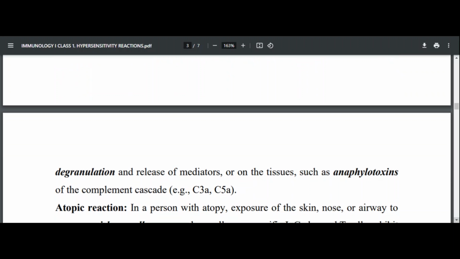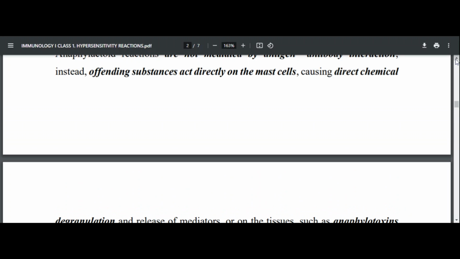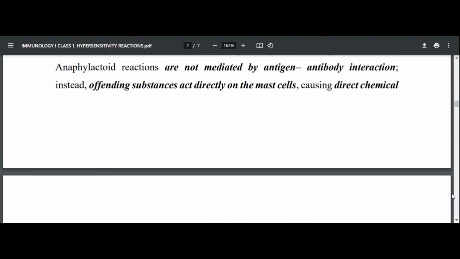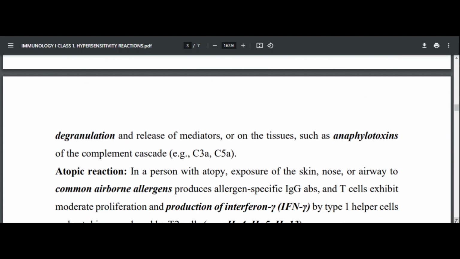So this is what will happen here. There is no need of an allergen that must bind onto the IgE immunoglobulin. There will just only be a certain substance that will act directly on the mast cell, which will cause direct chemical release or degranulation and the release of mediators. So this is anaphylactoid. So atopic reaction, it happens in some people with atopy.